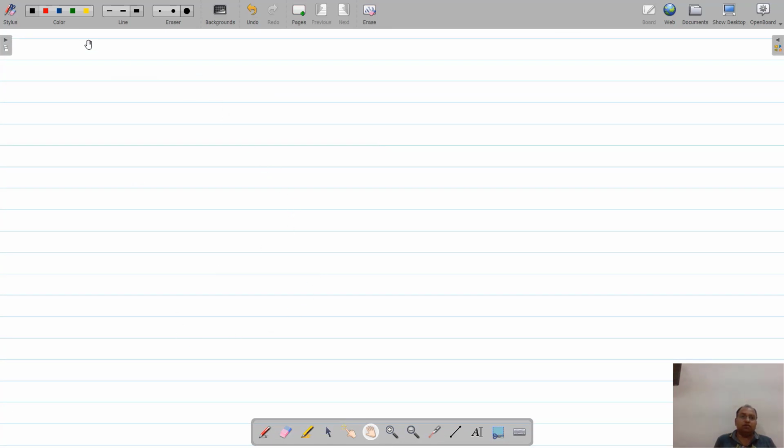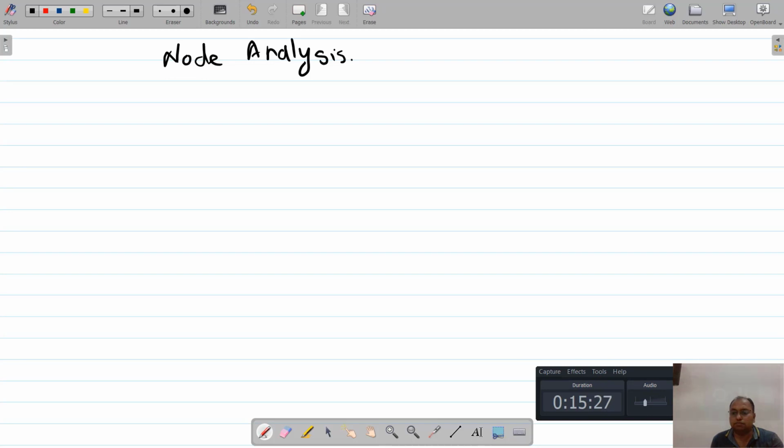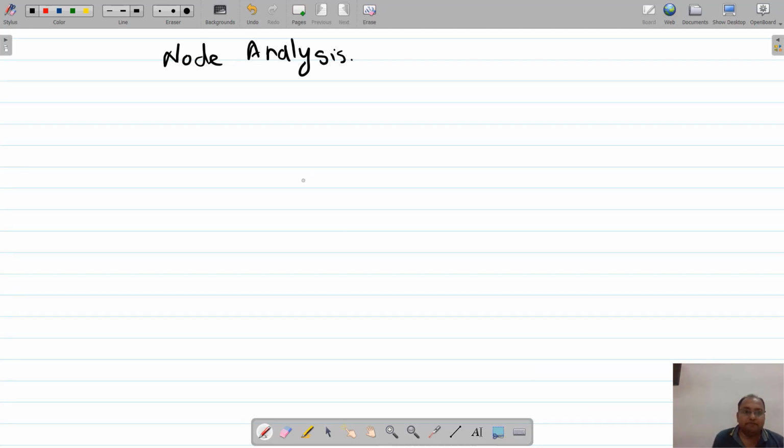Fine. Okay, now let us again write node analysis. Now let us take a very simple circuit for this node analysis. So directly we are going to understand how to apply node analysis with the help of one example, right? So we are not going to understand the theory related to it. Fine. So let us take the circuit diagram.